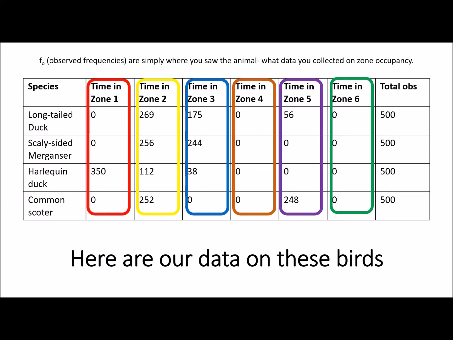In this case, for each individual bird, it's the number of minutes out of a total observation time of 500 minutes that an individual of each of those species spent in each of those zones. So the long-tailed duck didn't spend any time in zone 1, spent 269 minutes in zone 2, 175 minutes in zone 3, no time at all in zone 4, 56 minutes in zone 5, and no time at all in zone 6. So those observed frequencies are out of the total observation time.